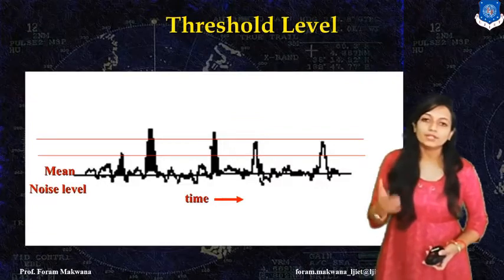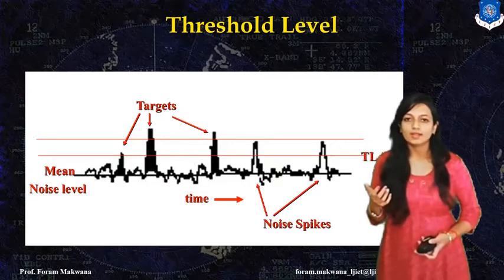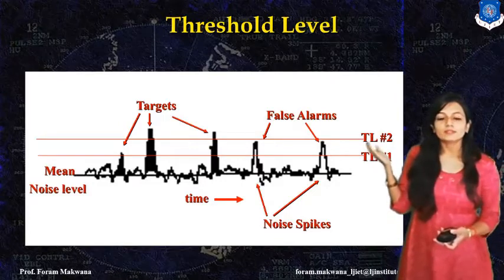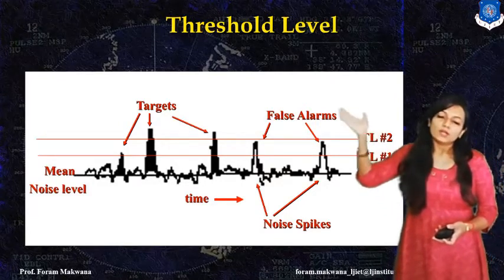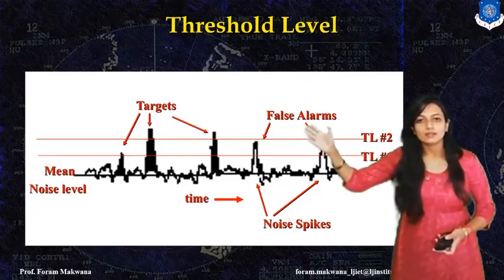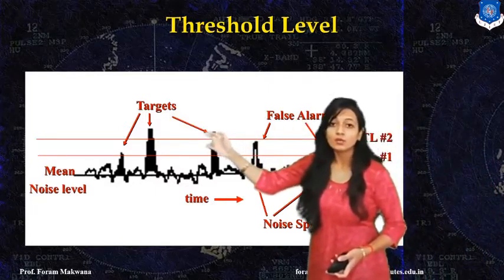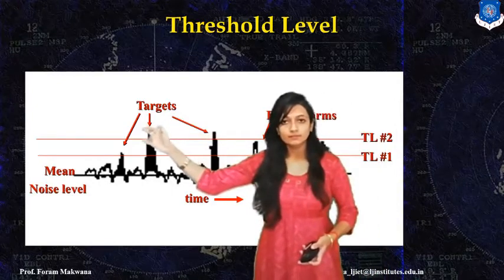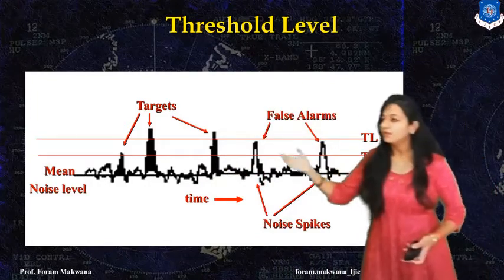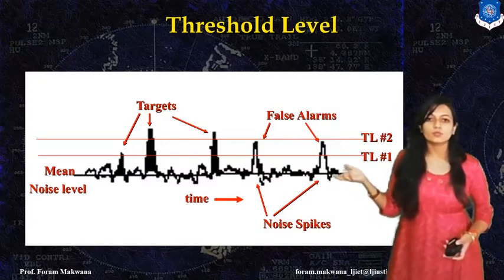We need to redefine the threshold value like this, threshold number 2. That means that if I receive any signal which has a peak value above this threshold, then only are they known as targets. The remaining are false targets, this and this. You can say that these two are my noise spikes.